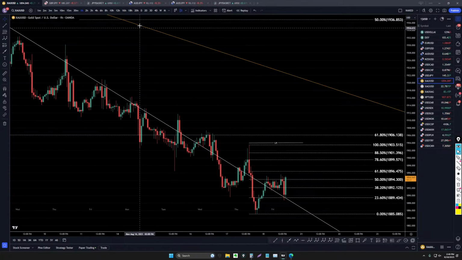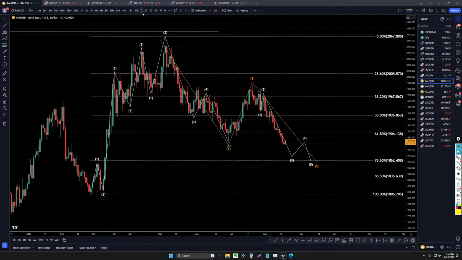Ooh, gold is definitely trying to make a move up too. Look at that. Sorry about that. I keep thinking I have a spider or something.